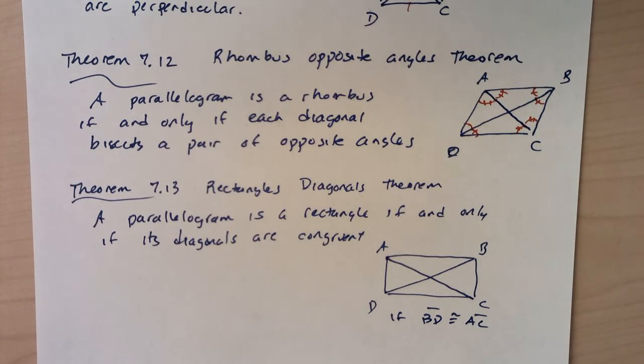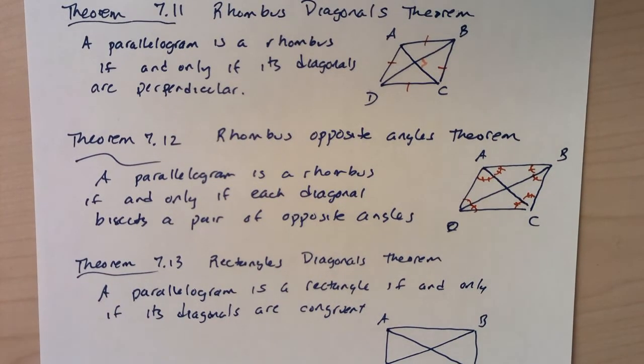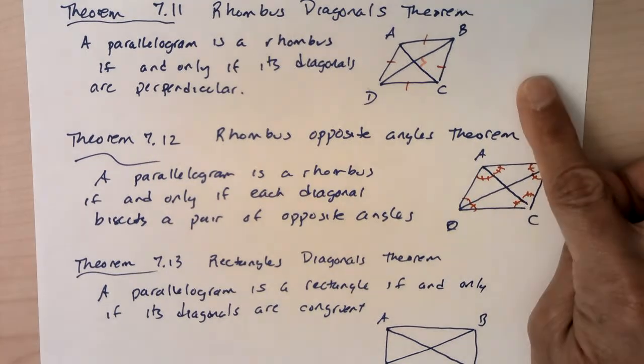Notice there's no theorems about squares. A square is both a rectangle and a rhombus, so a square possesses not only all the properties of parallelograms, but a square possesses the properties of a rhombus and a rectangle as well. For example, even though it's not a theorem, as I mentioned, and I'm not going to write it down, a square has the diagonals that are perpendicular because a square is a rhombus.